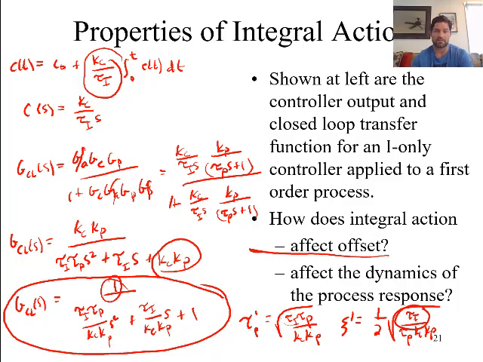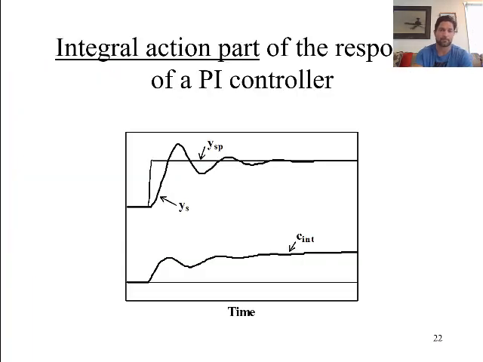The other way it affects the process dynamics and responses is that it makes the process respond faster. More integral action means faster response. More integral action means more oscillations. And again, we get more integral action by decreasing tau I.